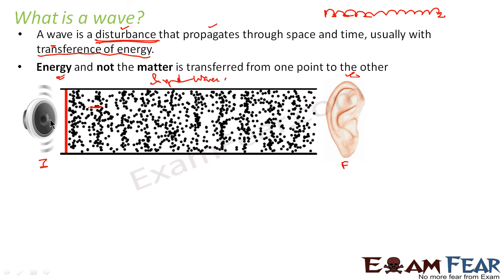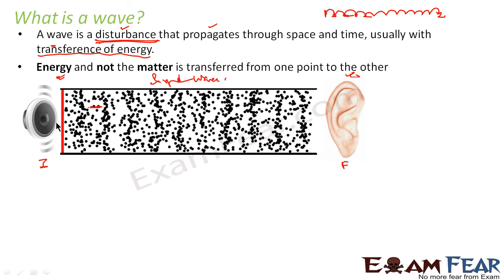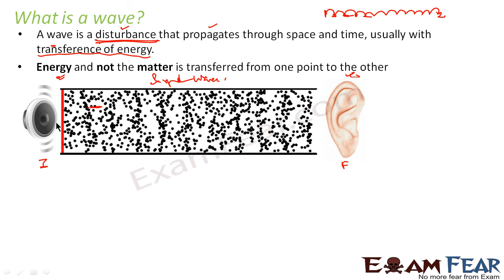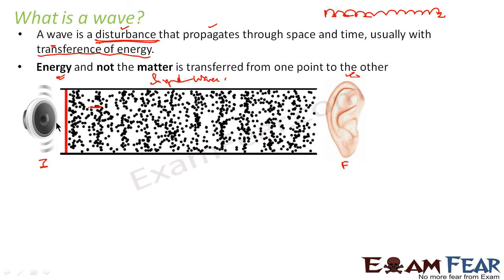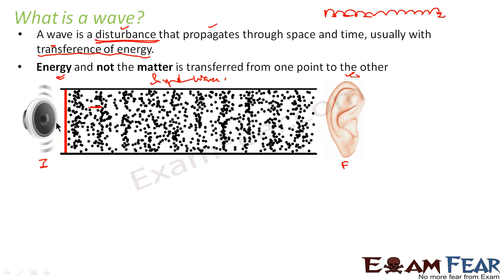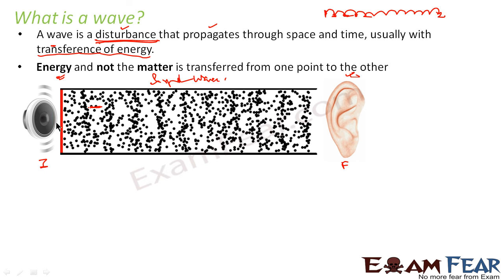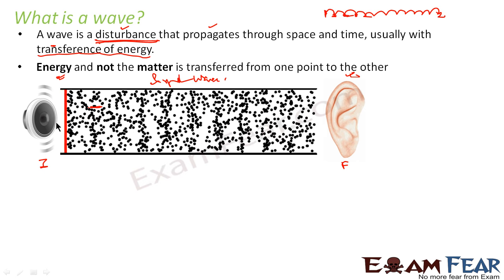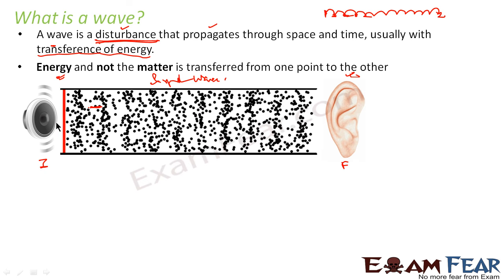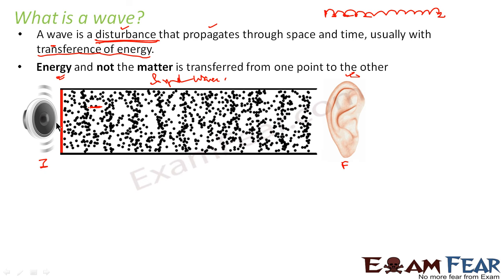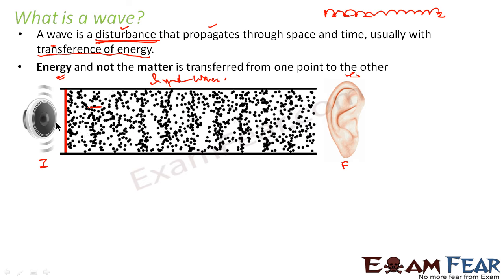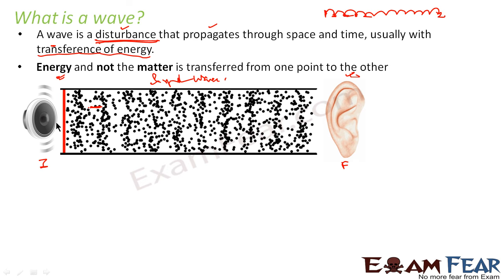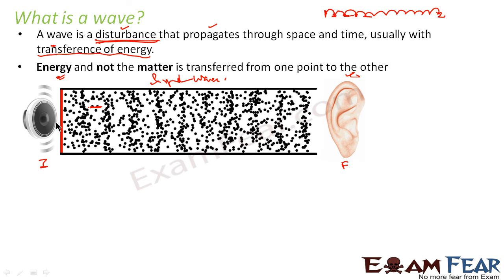If you see here, it is only the energy which is getting transferred from one particle to another. The particles of the medium are not moving as such. They are just showing some movement about their mean position, but they are not moving from one point to another point as a whole. All the particles are at their respective positions. They are not moving from initial position to final position. Only the energy is getting transferred from initial to final position.